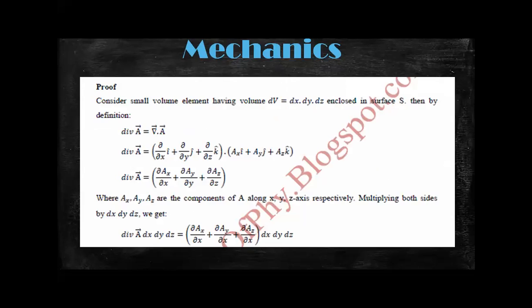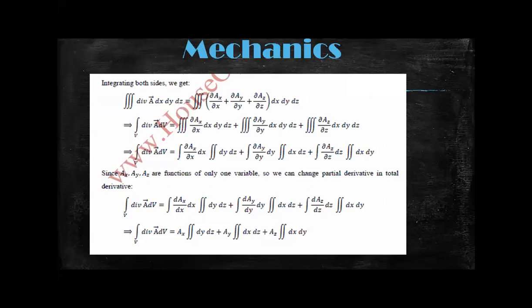We took a vector, we did the divergence of A, then we multiplied both sides by dx dy dz, then we applied the integral, then we simplified it.